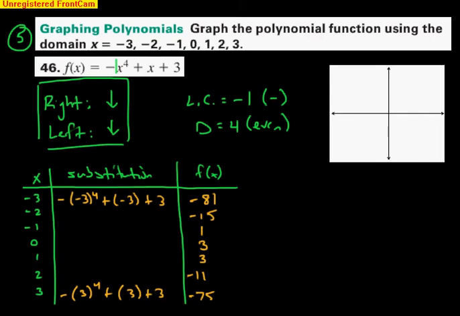So on my graph here, I'll use blue. And first of all, I just want to label the x: negative 1, negative 2, negative 3, and 1, 2, 3. Okay, so that's all I need because those are my x values.